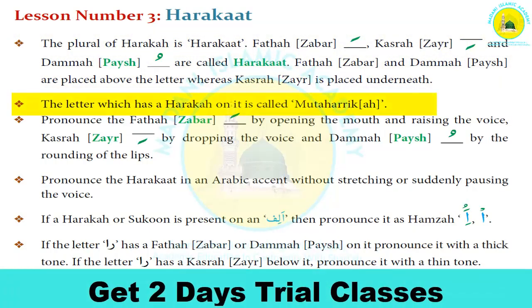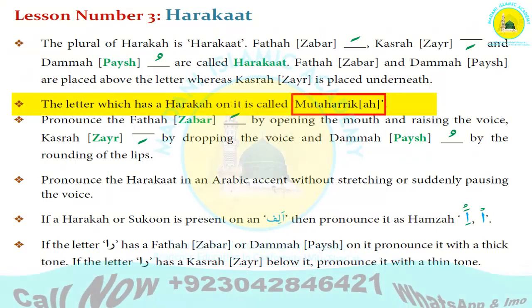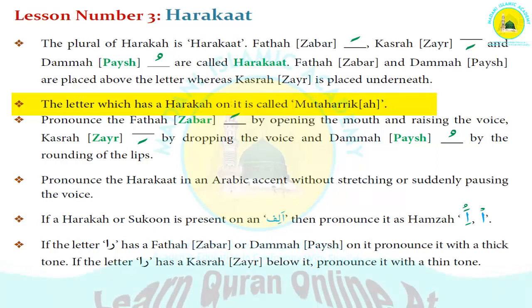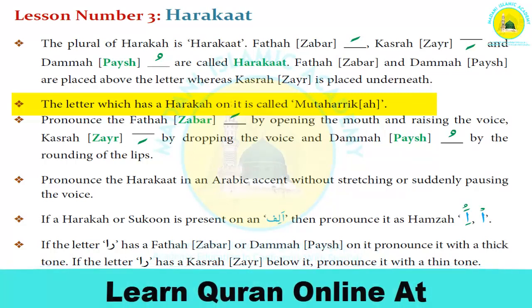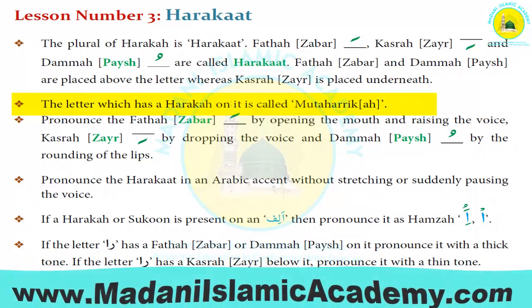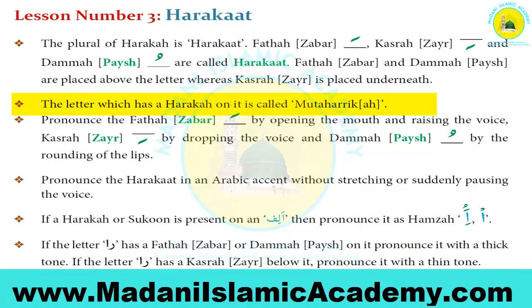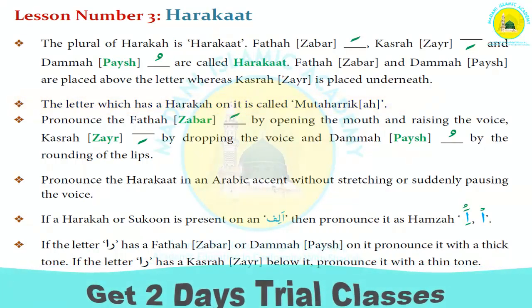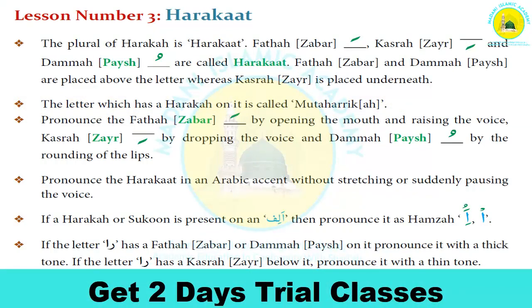The letter which has a harakat on it is called mutaharrik. Let's repeat this once more. Mutaharrik. So, if you have a letter and you have a zabar, zair or pesh, then that letter will be called a mutaharrik letter, because the letter is called a mufrid letter, and then the harakat, both of them together will be called mutaharrik. And these were very important rules. And next, inshallah, we will learn how to read this lesson.